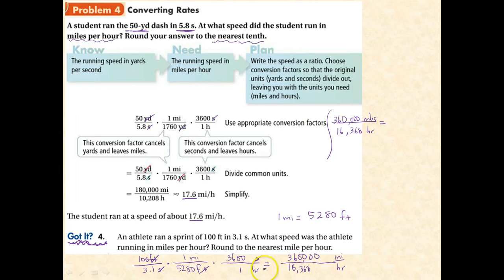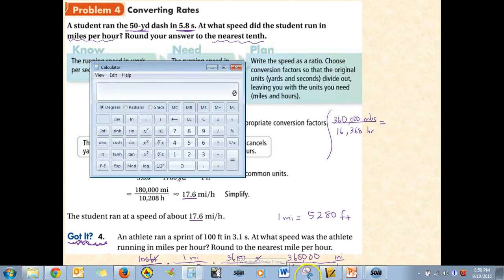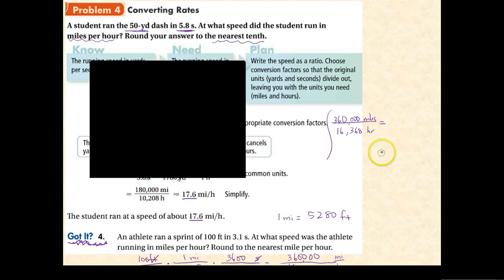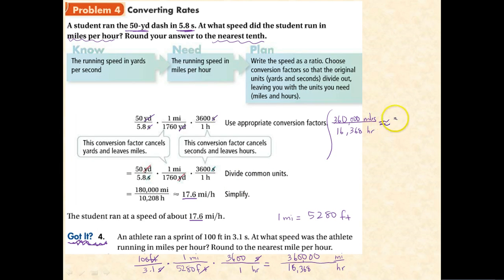I had to write it up there because my calculator is going to make the bottom of my screen go away. So 360,000 divided by 16,368. Holy cow. 21.99. So that's approximately 22 miles an hour. 22 miles per hour. Man, that is so fast. It's like faster than my scooter.